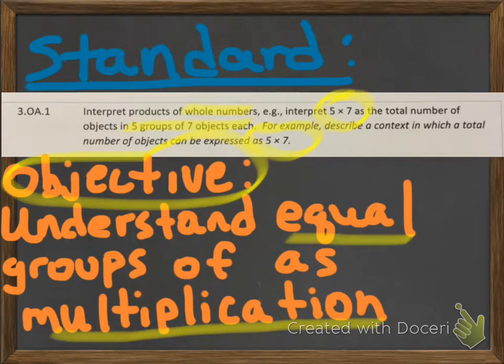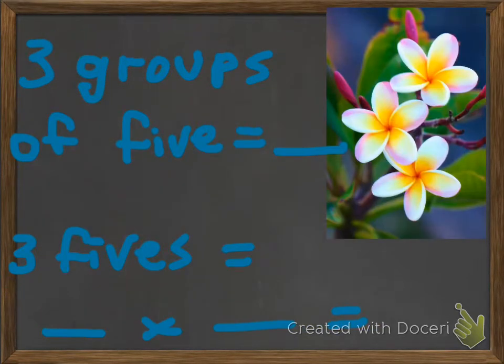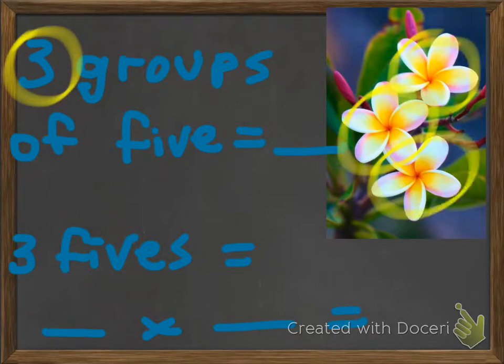Let's get started. In this case, we have a picture with flowers. We actually have 3 groups. Here's group 1, group 2, and group 3. 3 groups of 5 in each group. So if you count them up, 1, 2, 3, 4, 5, 1, 2, 3, 4, 5, 1, 2, 3, 4, 5, you get a total of 15.